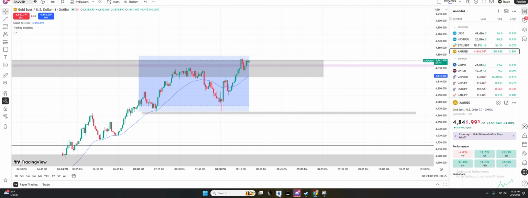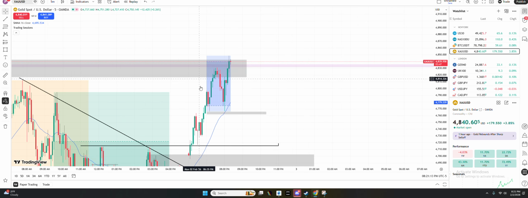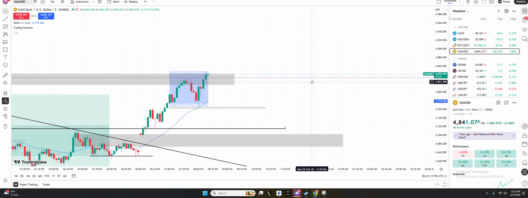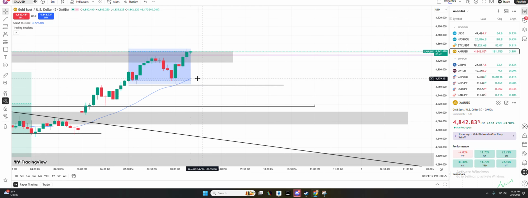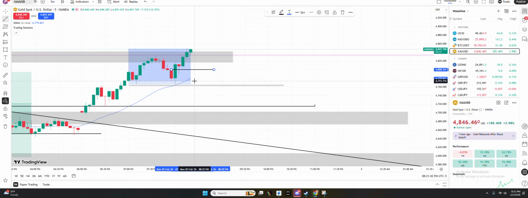So basically, let me go to the 5 minute. As you can see during the session, we've touched this area twice, here and then here, and we stayed above the SMA. So what I like is to get that support, stay above the SMA, and then a push right here. And when this candle breaks this candle, this is where I would take my position, like right there.